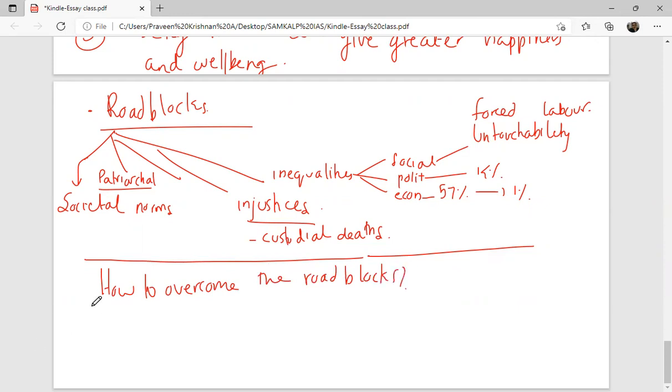How to overcome the roadblocks? Again, here you will have to discuss the solutions. In the solutions, you can actually diversify the perspectives into multiple dimensions. For example, a fair political process. That's one thing. A fair political process means a democratic process where everybody gets a chance to vote.